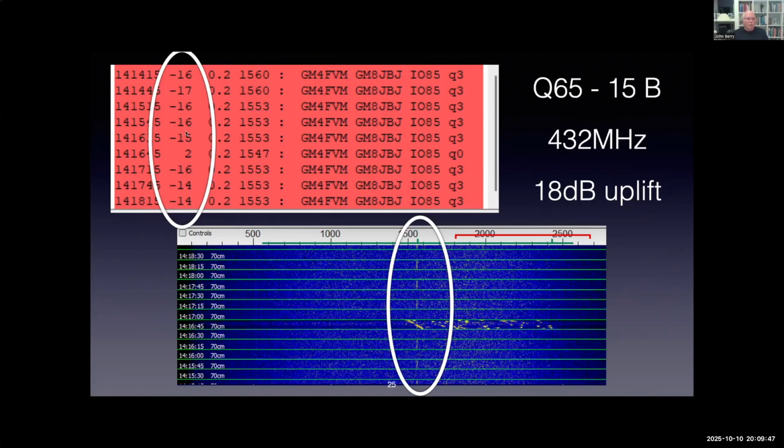There's the normal path. And then suddenly an aircraft appears. And, well, there we are. Bang, we get +2. So from -15 to -16 to -17, we get +2. So at 14:16 and 45 seconds, we got an aeroplane, and it gave us about 18 dB of uplift.